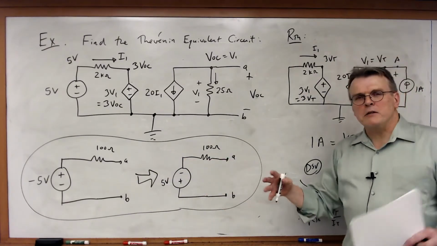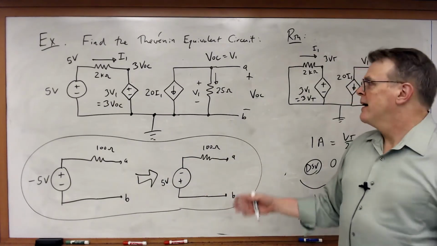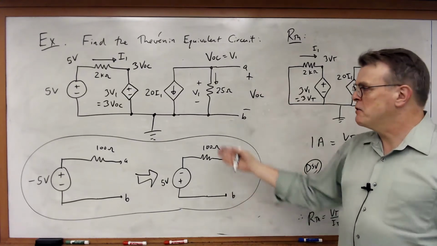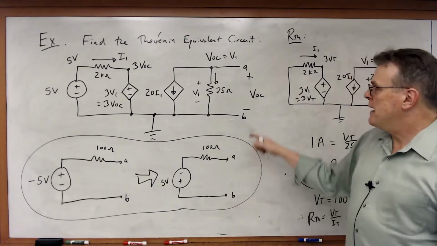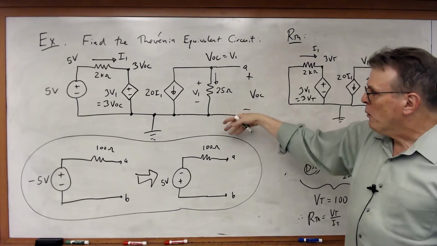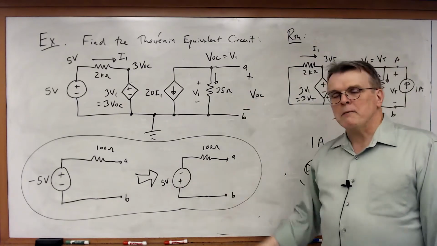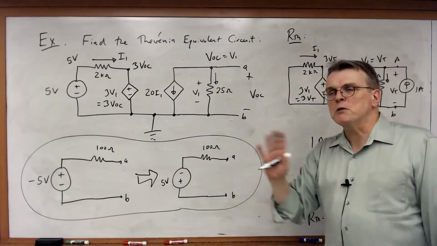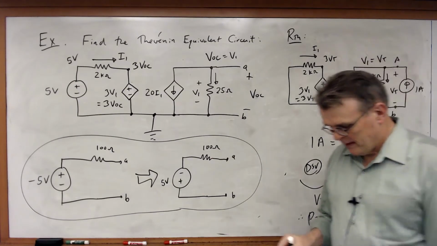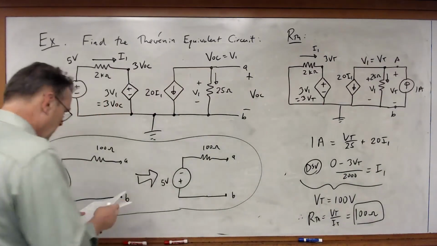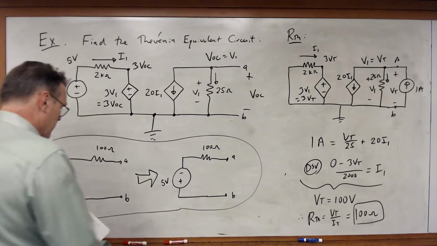So once again, these choices are kind of arbitrary. I just like to go A to B and usually ground the B node, but I could ground the A node and work it that way, and I would still get the same equivalent circuit. So always useful to point that out to people. Okay? Let's do another problem.